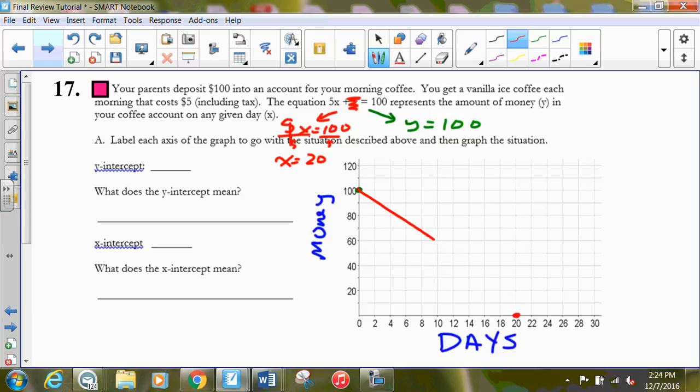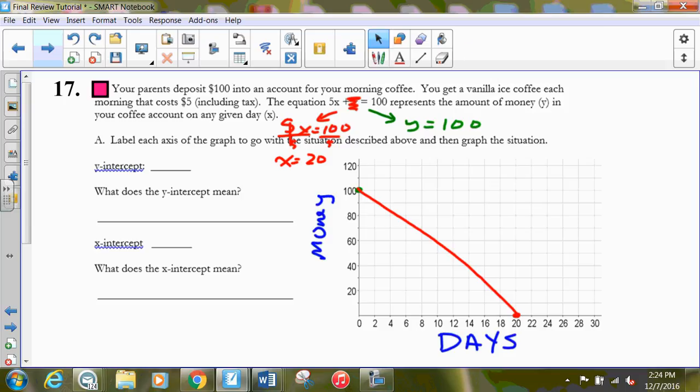Notice when we're doing applications, when we're doing context problems, we don't go extending the line off to both sides because it wouldn't make sense. It wouldn't make sense to have negative days or negative money. Well, negative money more than negative days. So we're going to stop here.